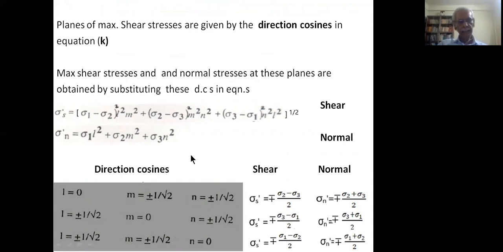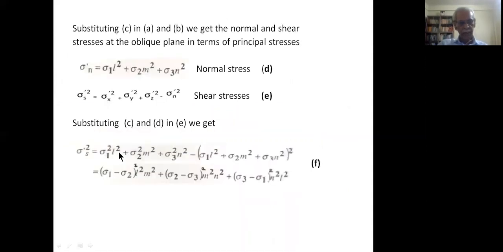We have seen that the maximum shear stress can be given by (sigma 1 minus sigma 2) squared L squared M squared, plus (sigma 2 minus sigma 3) squared M squared N squared, plus (sigma 3 minus sigma 1) squared N squared L squared, whole to the power half, because that was sigma S squared. I'll just flash back and show you equation F. Equation F was sigma S dash squared, and this was in square. So all we do is to take the square root of this.